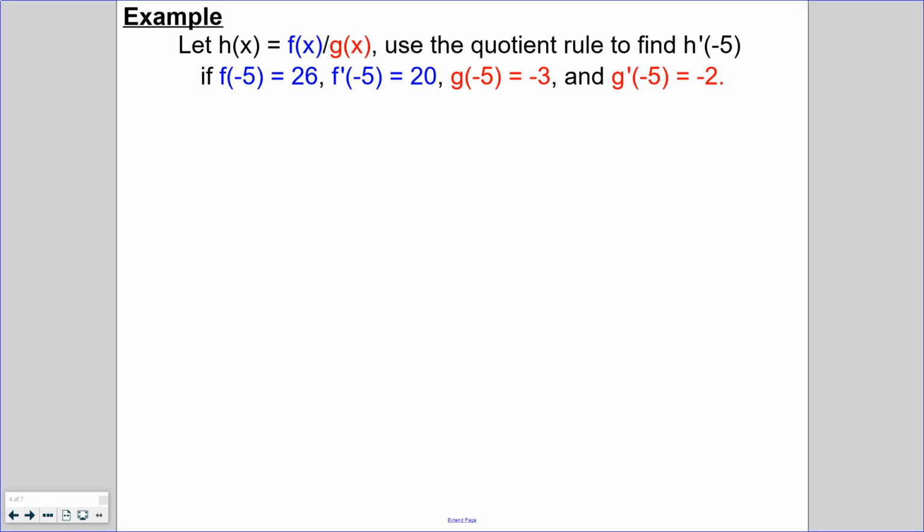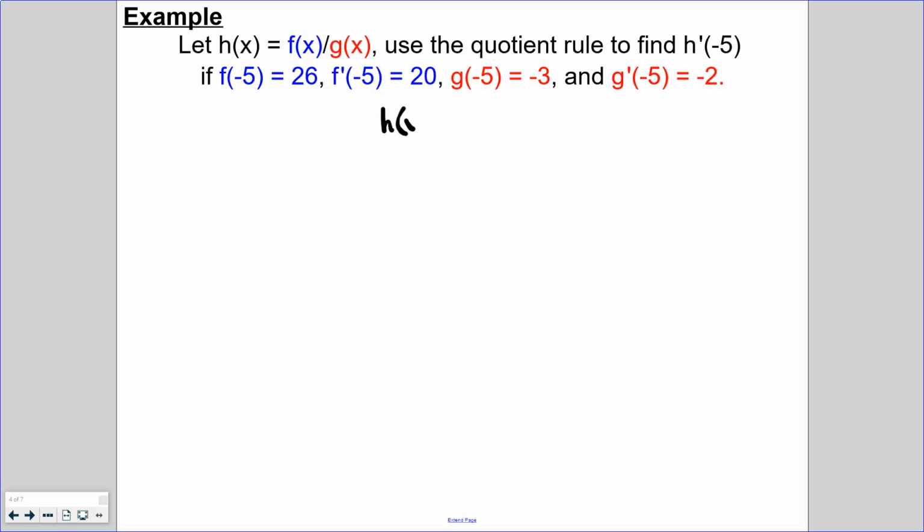So here we want to let h of x equal f of x divided by g of x. And we want to use the quotient rule to find h prime of negative 5 if f of negative 5 is 26, f prime of negative 5 is 20, g of negative 5 is negative 3, and g prime of negative 5 is negative 2. So just like with the example in the product rule in the previous video, we have all the pieces, we just don't have the instructions to put it together. So let's start out with our function and take the derivative from there.